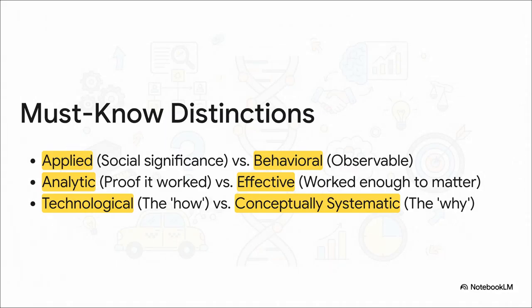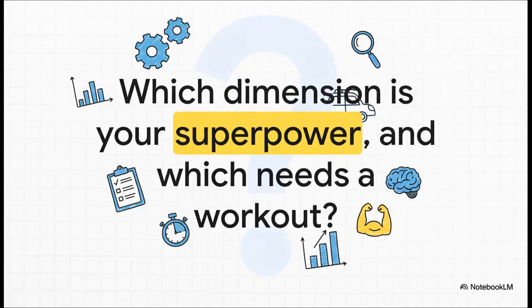And please, please, please study these pairs. This is where the exam will try to trick you. Know the difference between applied, is it important, and behavioral, can I measure it? Know the difference between analytic, did it work, and effective, did it work enough? And know technological, the how, versus conceptually systematic, the why. Nail these distinctions.